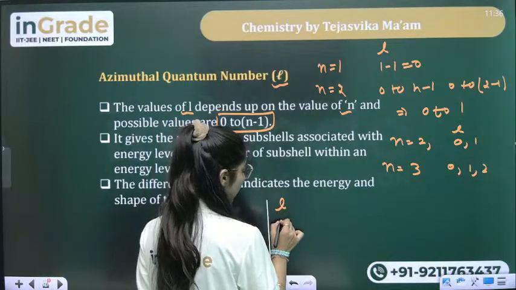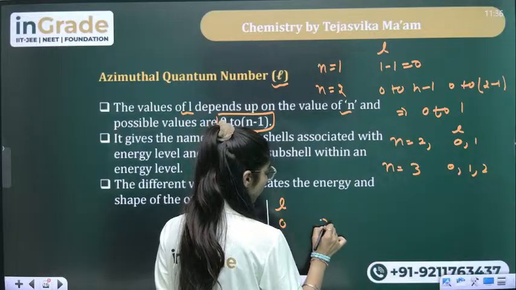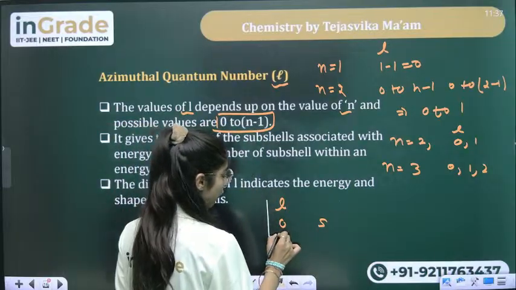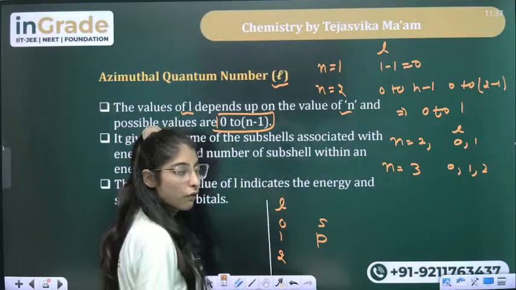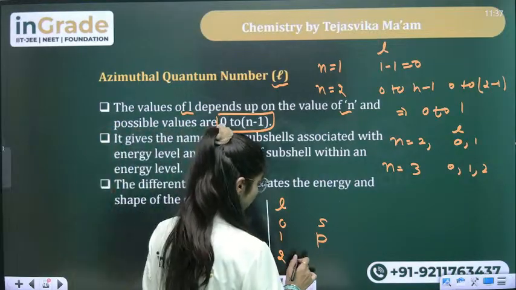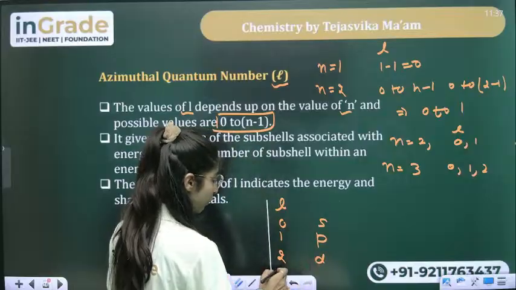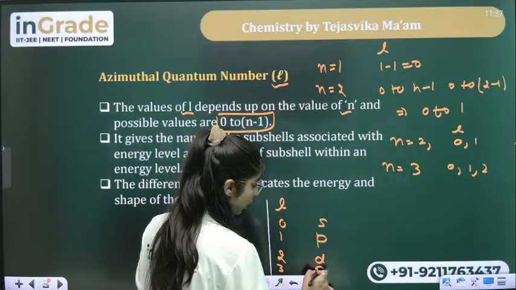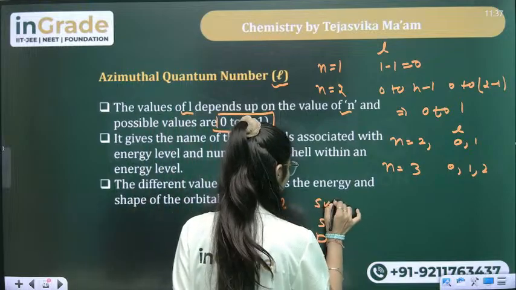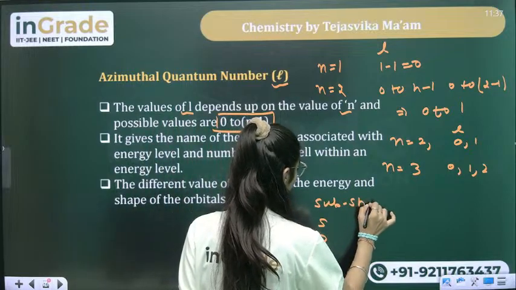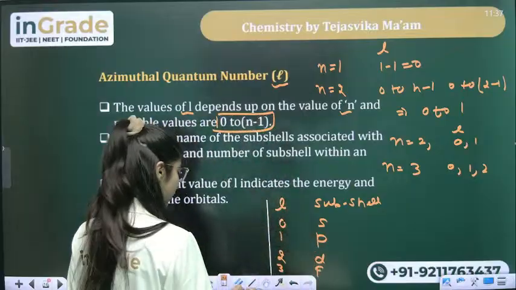If L is 0, then this is known as your S subshell. If the value of L is 1, this is known as your P subshell. If the value of L is 2, then this is known as your D subshell. For 3, this is going to be your F subshell. Here I am writing it, subshell.